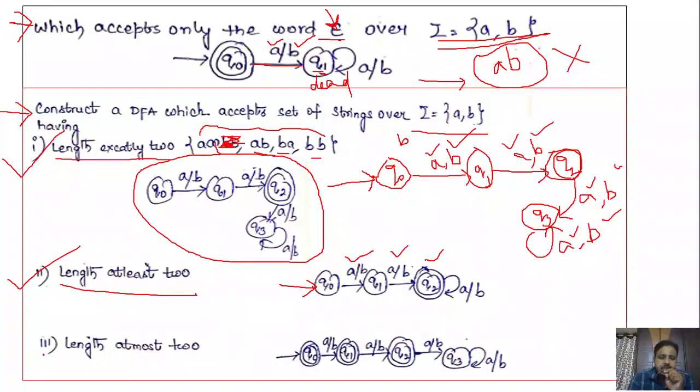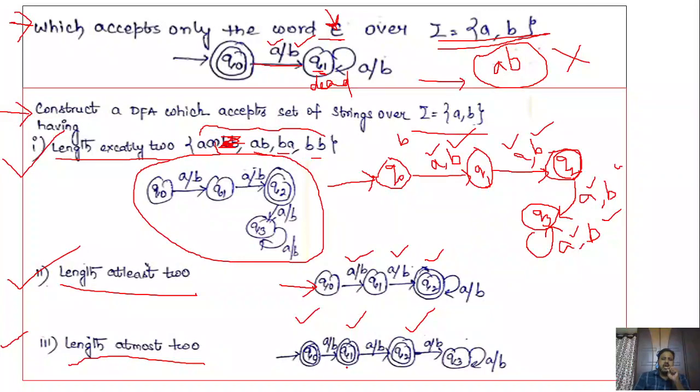Okay. Next one, set of all strings of length at most 2. At most 2 means it must accept the set of strings of length 0, length 1, and length 2. That's it. In this case, we need to make q0, q1, q2 all final states, because q0 represents the strings of length 0, making q1 a final state represents the strings of length 1, and making q2 a final state represents accepting the strings of length 2.